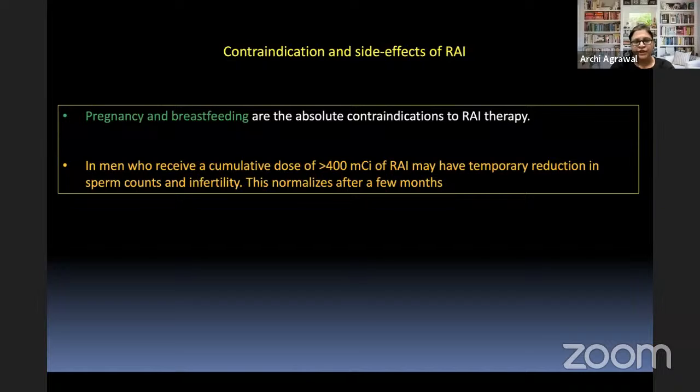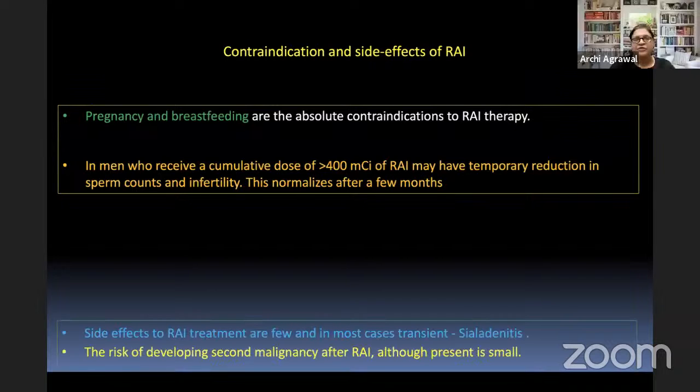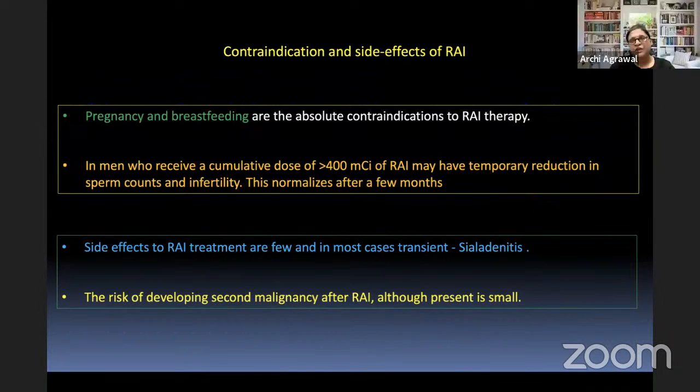I think we give a lot of importance to female pregnancy and breastfeeding, but we forget men. So always men should be counseled that when a patient is receiving 2 or 3 doses of radioactive iodine, when it goes up to millicuries, there will be temporary reduction in sperm counts which could lead to infertility. But this is only transient and it will normalize after a few months. So after 6 months or so, it should be absolutely normal. So side effects to RI treatment are very few and in most cases always transient, but some patients will complain of pain in the parotid glands and xerostomia also.